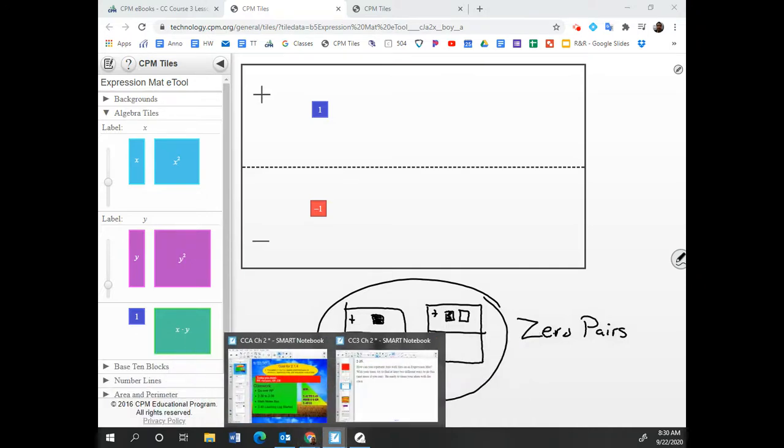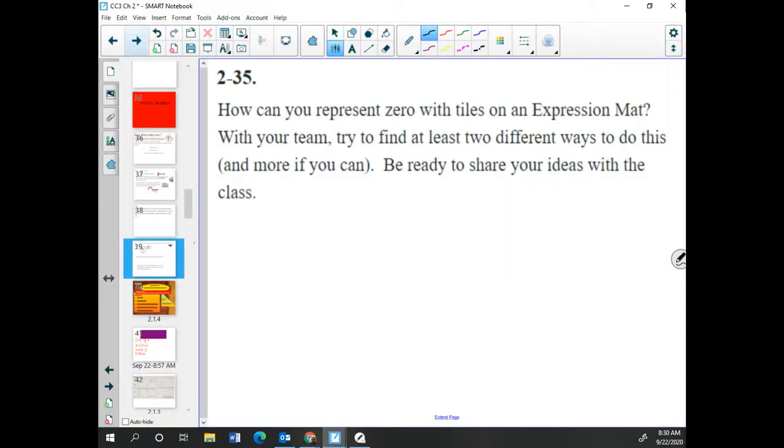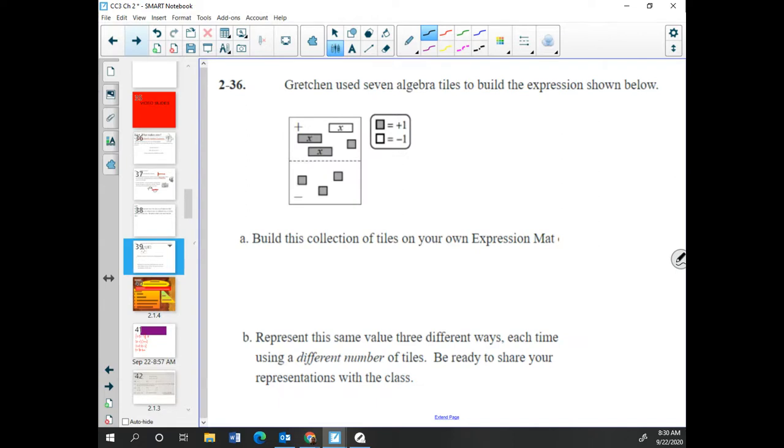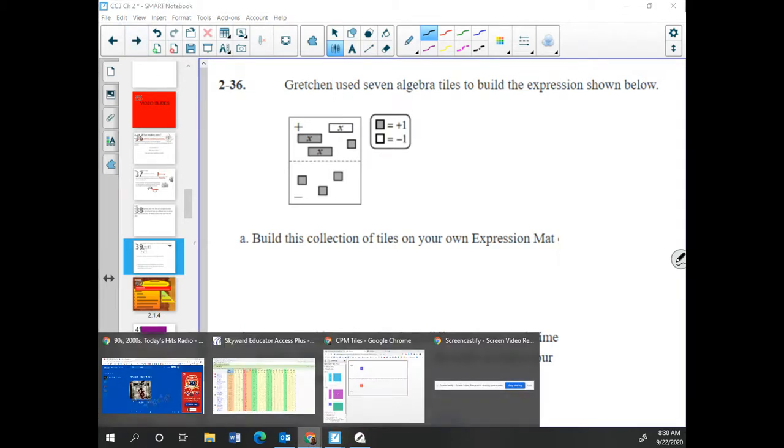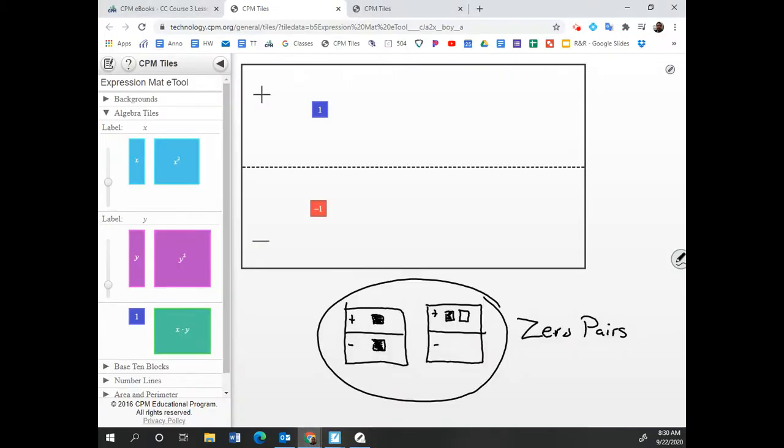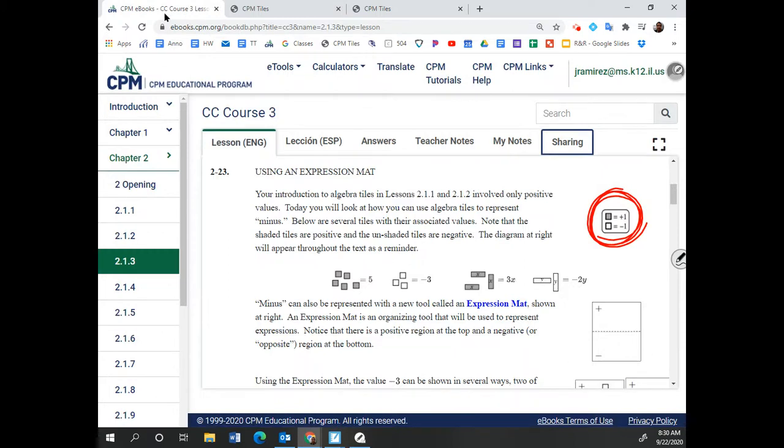Now, the next part here. Next problem, last problem we're doing here together, problem 236. Gretchen used 7 algebra tiles to build the expression below. Okay, see that expression right there? Build this collection of tiles on your expression mat. Now, I would love for you to physically do it. Unfortunately, I can't do that. But what you can do is go to today's lesson. Since you already have it up, please go to today's lesson, or your book.